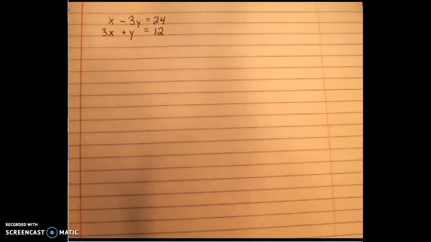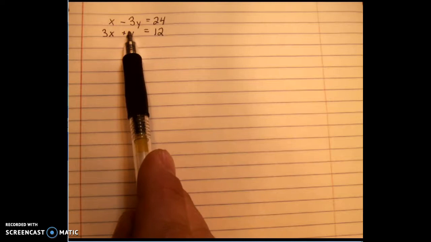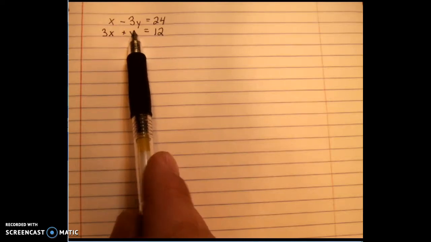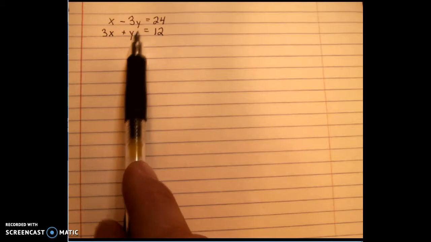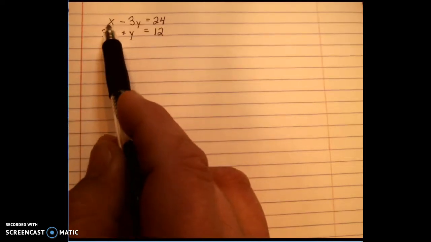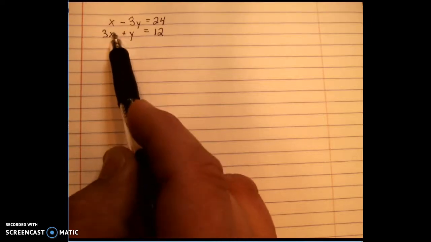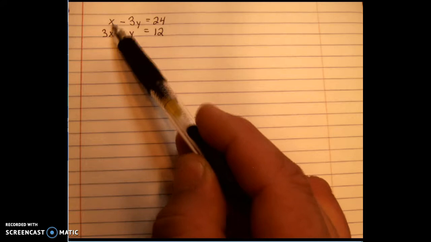So what happens with the elimination method when the numbers in front of the x and y are not the same or are not opposites? This would be step 2 in those 6 steps. What do we do? Well, we multiply one or both of the equations by some number so that they will be the same. Looking at this first one here, if I took this equation times 3, then the x's would have the same number. If I took the first equation times -3, they'd have opposites.